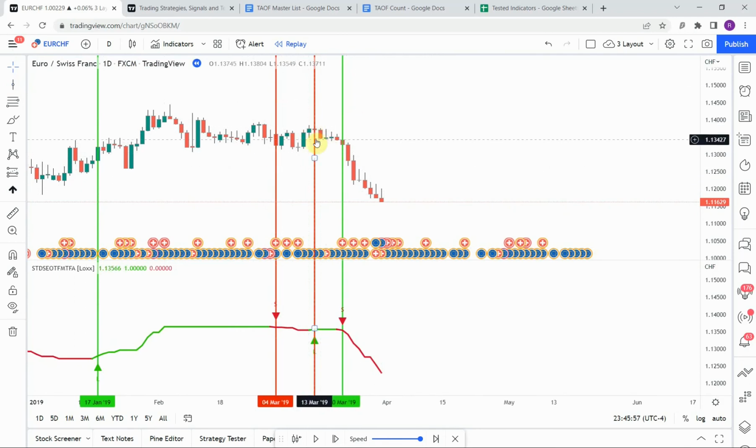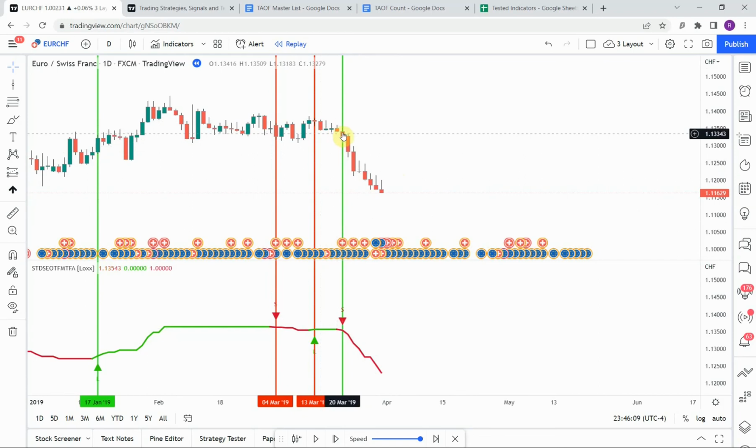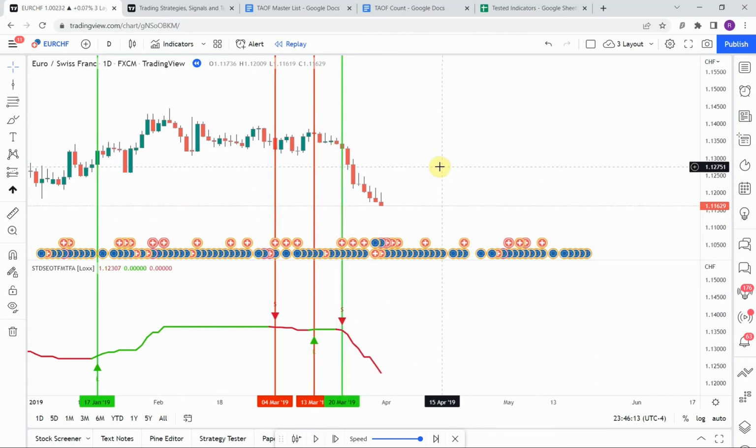And then right after we enter on that long, we immediately start to get a push to the downside, and that does come down and flips us into a short, stopping us out on that long. That short though, we get a really nice push to the downside there, which does come down and get us to our take profit. Let's go ahead and continue on.